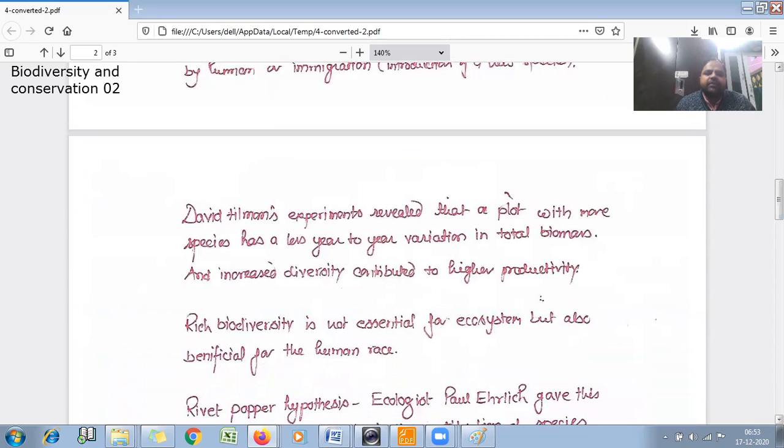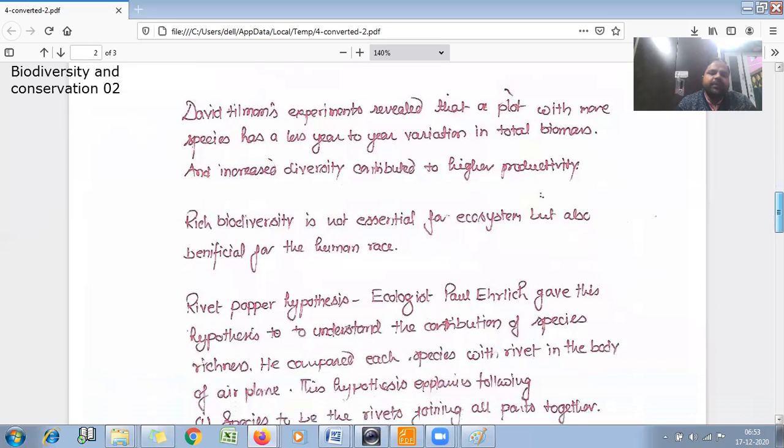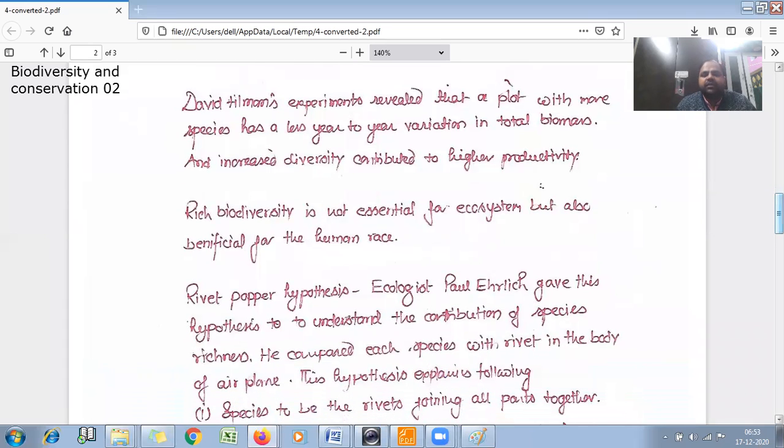And David Tilman's experiments revealed that a plot with more species, or richer diversity, has less year-to-year variation in total biomass, and increased diversity contributed to higher productivity. It means the stable community will have more biomass and more productivity, and it will be constant year to year. And rich biodiversity is not only essential for the ecosystem but also beneficial for the human race.